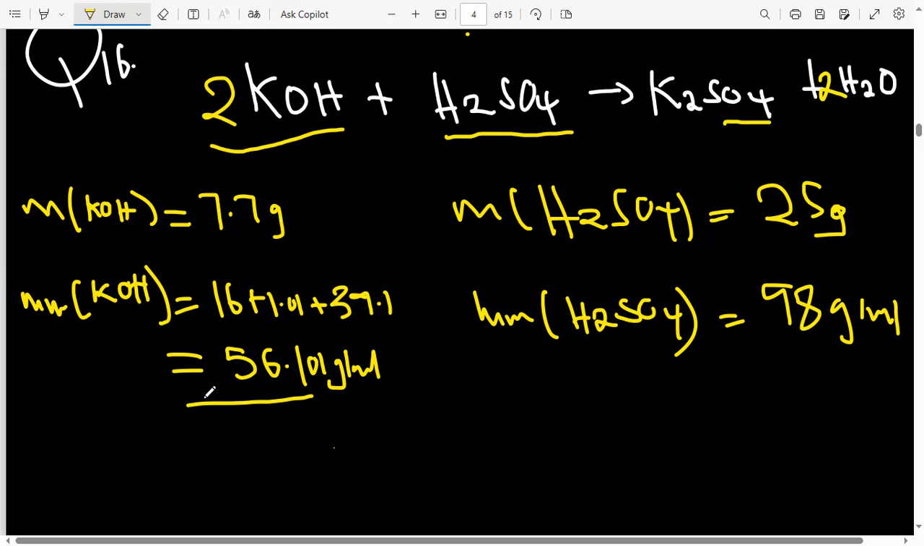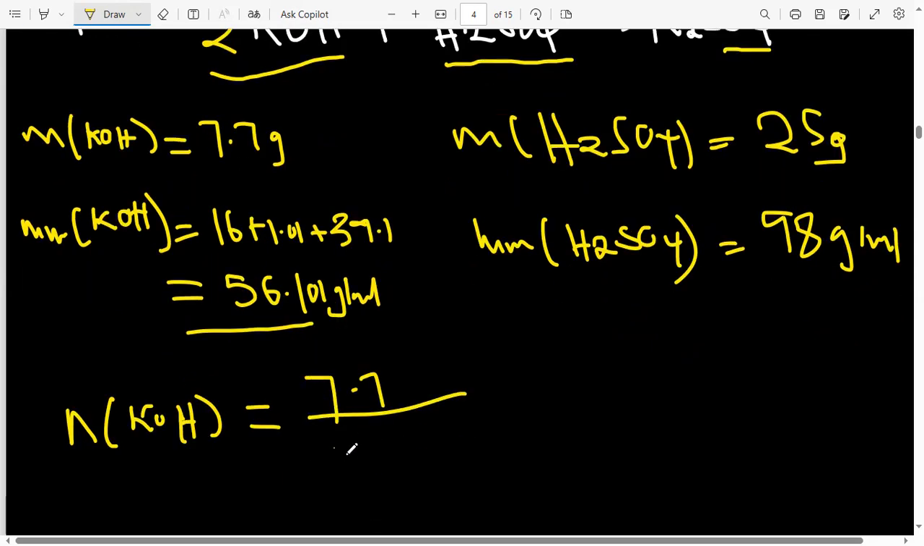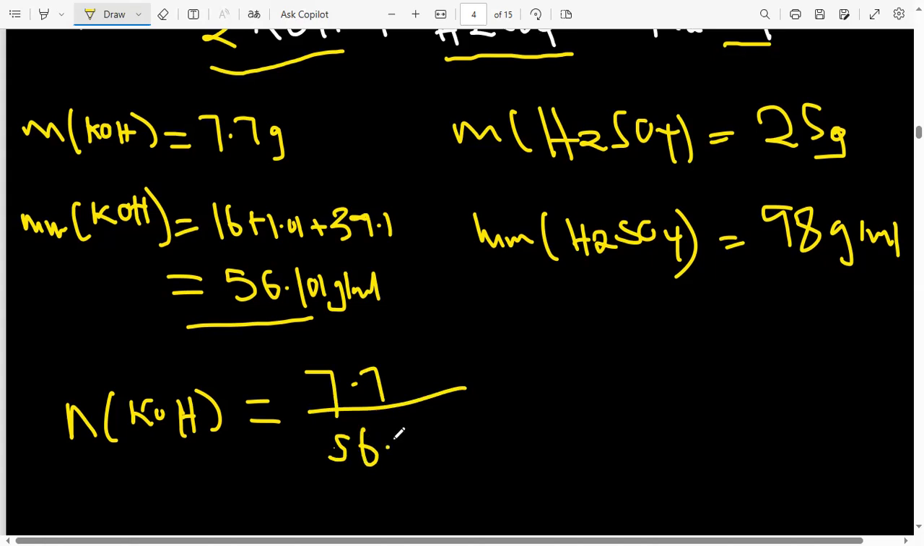So we have the mass and the molar mass. It means moles of KOH will just be equal to the mass, which is 7.7, divided by this 56 that we have, 0.101. And then the moles of sulfuric acid will also follow the same pattern.